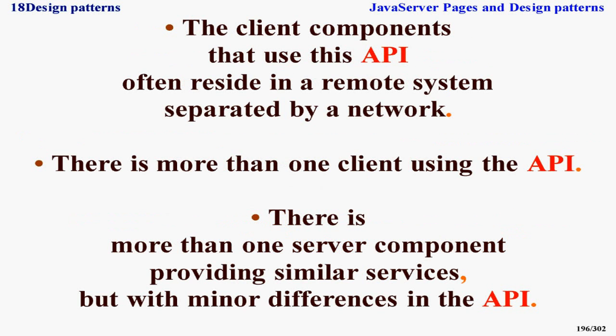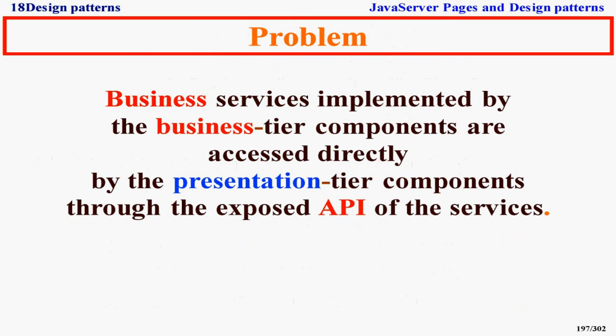The client components that use this API often reside in a remote system separated by a network. There is more than one client using the API. There is more than one server component providing similar services, but with minor differences in the API. Problem. Business services implemented by the business tier components are accessed directly by the presentation tier components through the exposed API of the services.